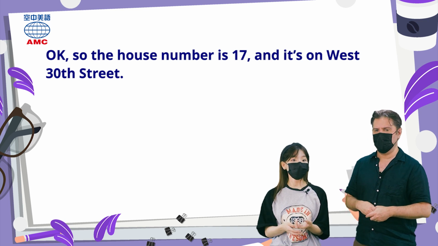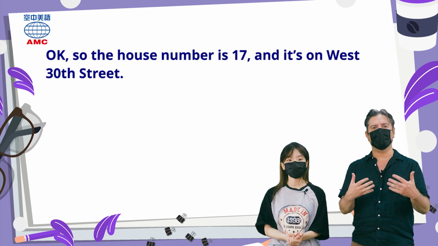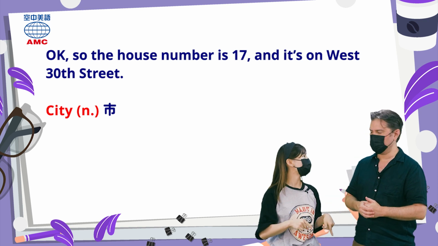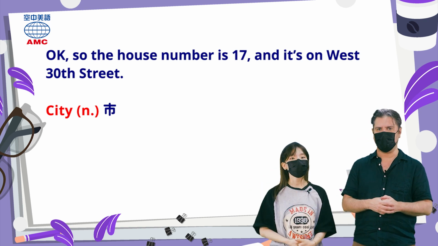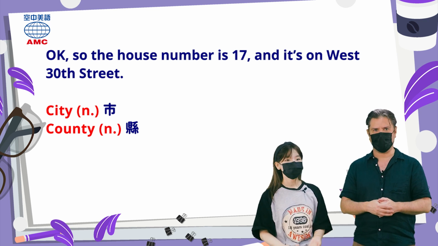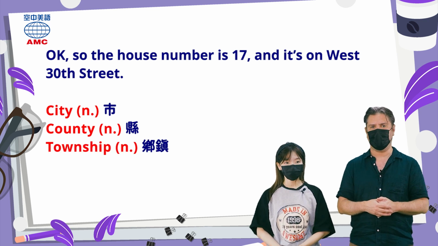Okay, so let's look at some of the common words you might see. Of course, city, everyone knows that one. Like Taipei City, 台北市. County, like Nantou County. And also township.